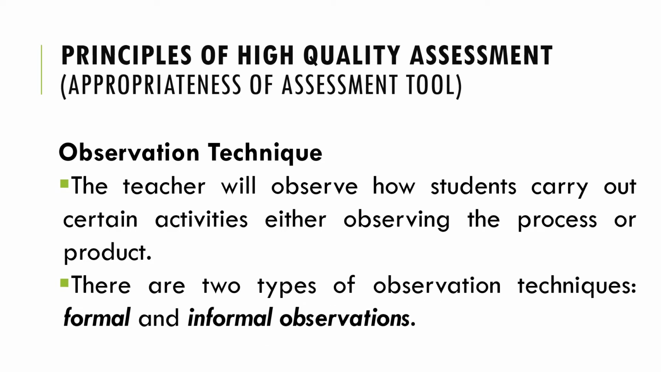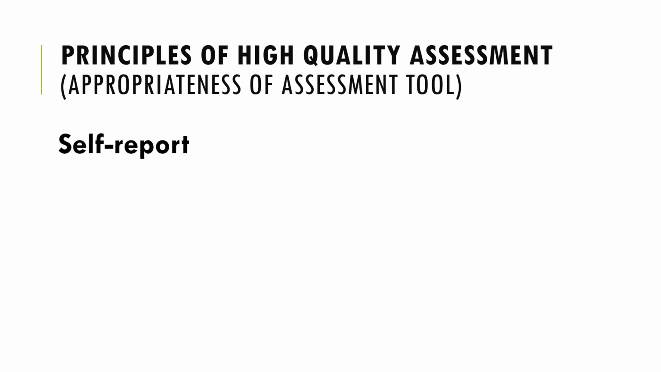There are two types of observation techniques. The first one is the formal and informal observation. Let's try to look at the differences of the two. When we say formal, ito yung prepared tayo, like for example, reporting. That is a formal observation. Pag sinasabi natin informal observation, the typical one, like for example, my groupings, my group activities, and the teacher roams around the classroom. That is an example of informal observation.